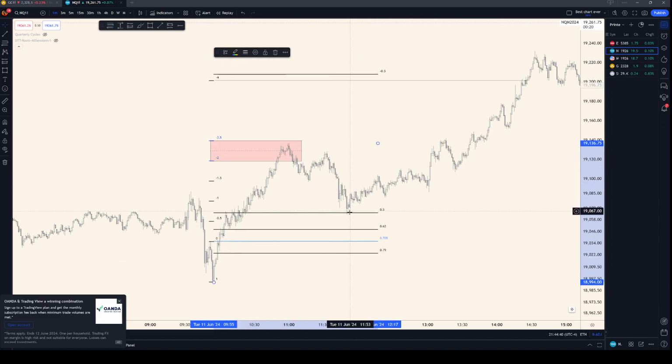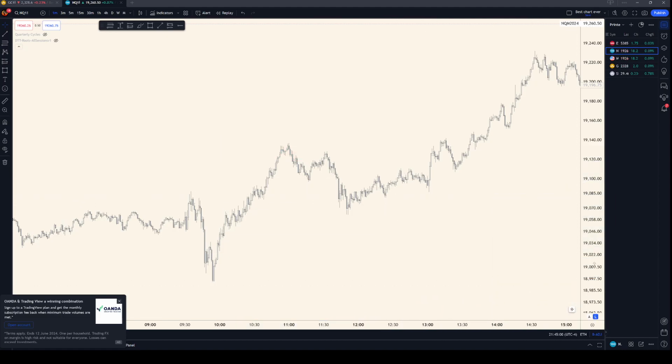You can see that price hit equilibrium. So price essentially came from a premium all the way to discounted levels before continuing all the way to the 4th standard. This is how we can kind of use it as a measurement and as a little combo of using both fibs to determine the draw and to also give you that little confidence of holding through. And it works both ways.